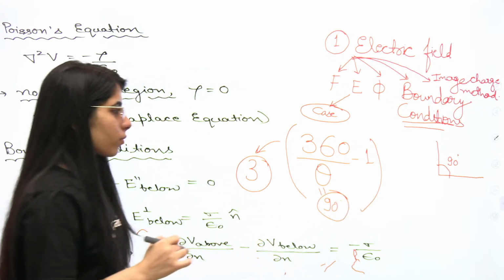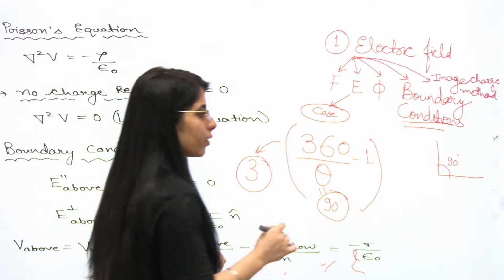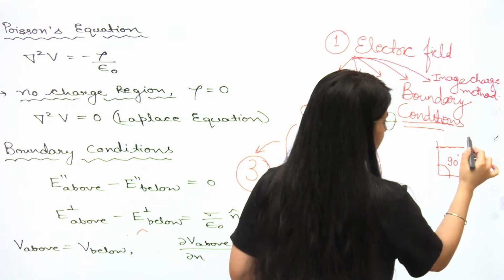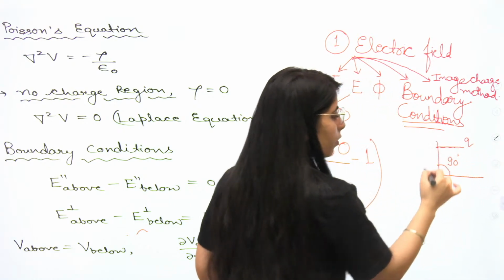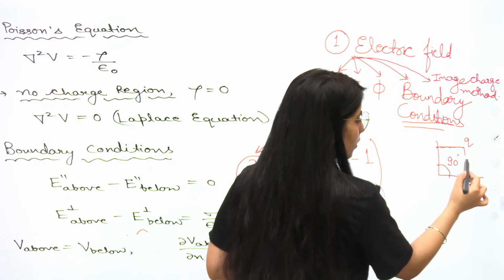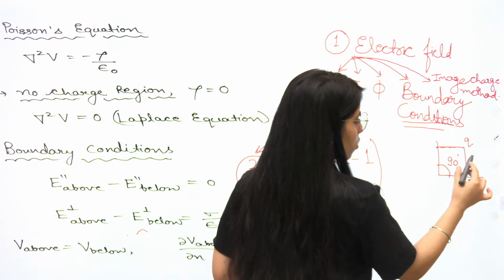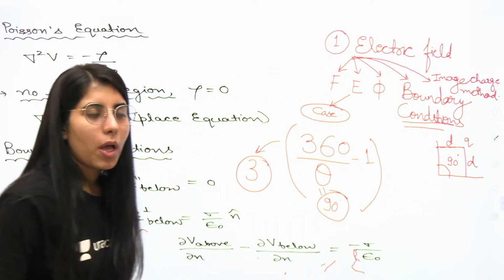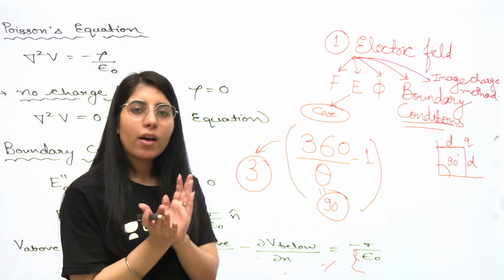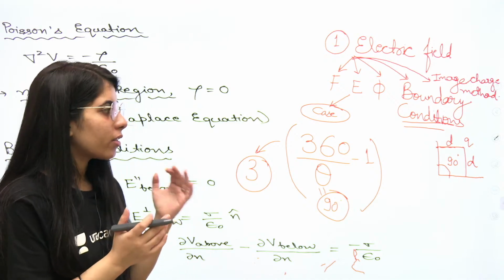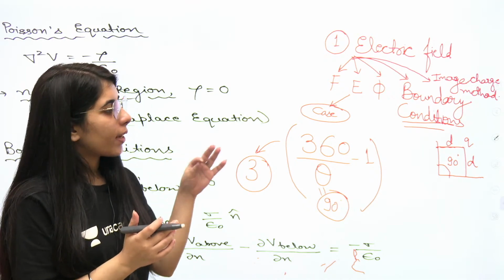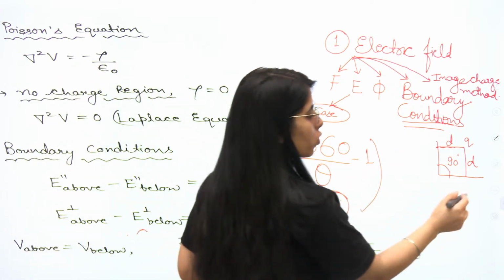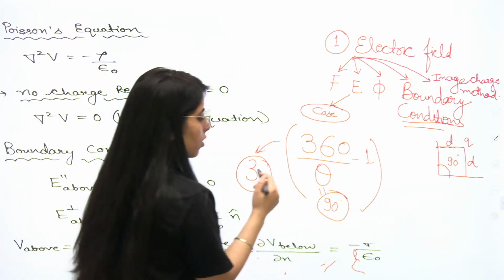Done. So in this case, let's say the actual charge is given at a distance d from the y-axis, and d distance above the x-axis. So this is distance d, this is distance d, and this is the charge plus q. There are two grounded conducting infinite sheets arranged at 90 degrees, as shown in this figure. So how many image charges should you have?